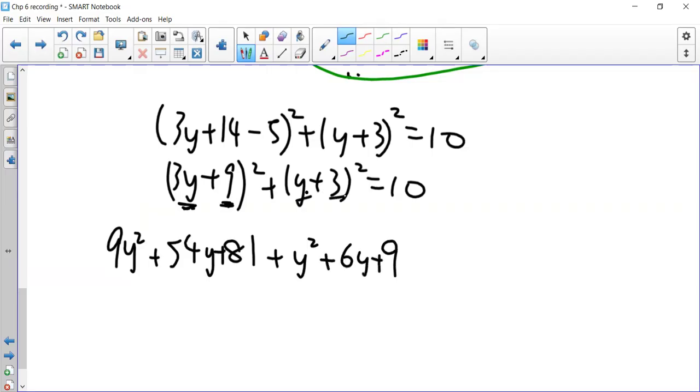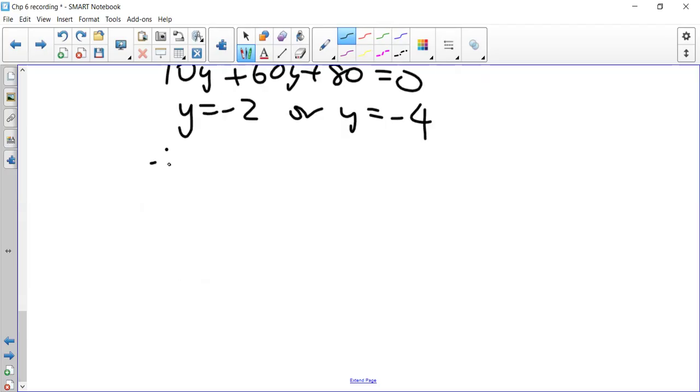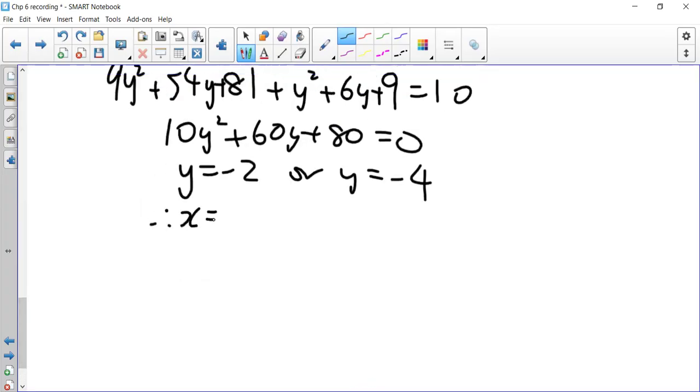So you multiply the middle term and double it to find the middle term equals 10. And then I'm going to skip some steps in here. You should get, simplified, 10y squared plus 60y plus 80 equals 0. And we use a calculator to solve the quadratic equation. You should get y equals -2 or y equals -4. So what you do next is find the x value. Therefore, x equals 8 or x equals 2.